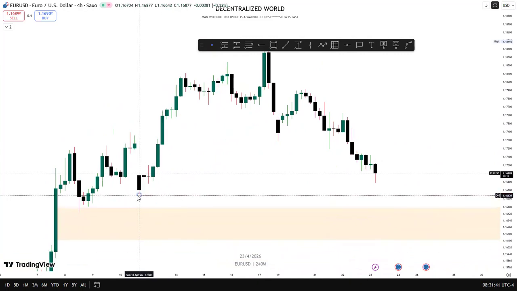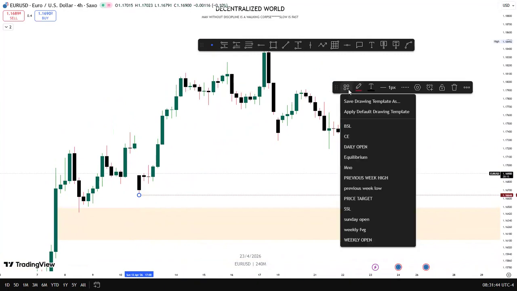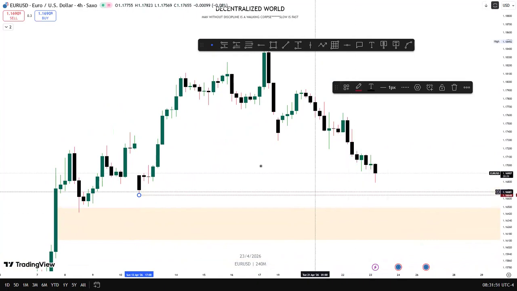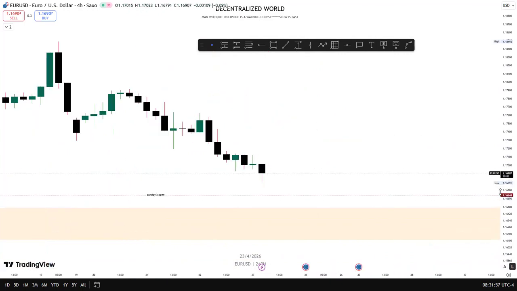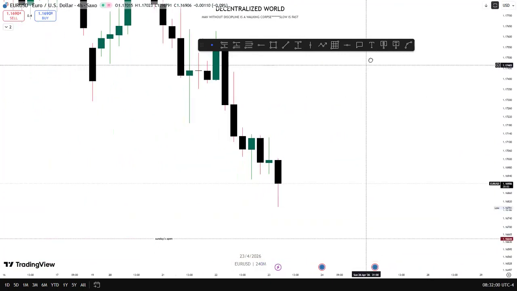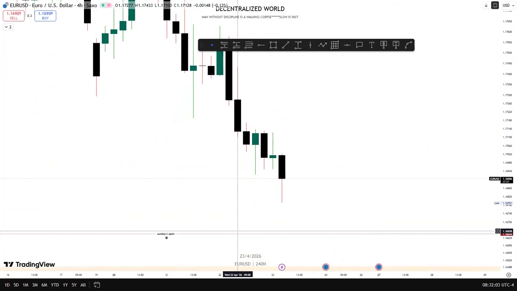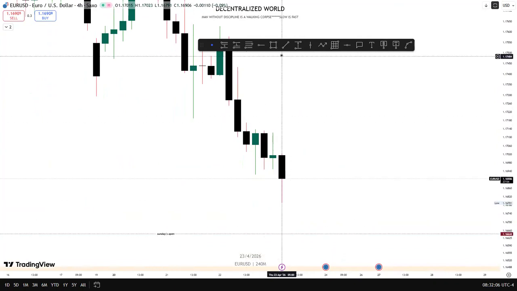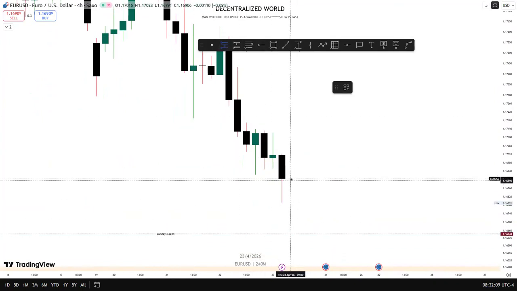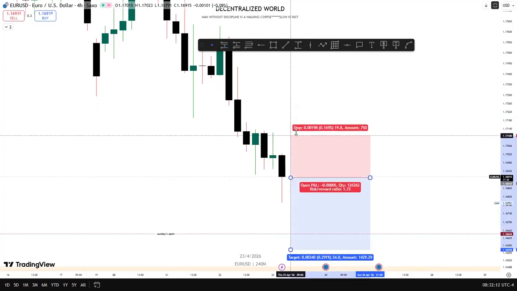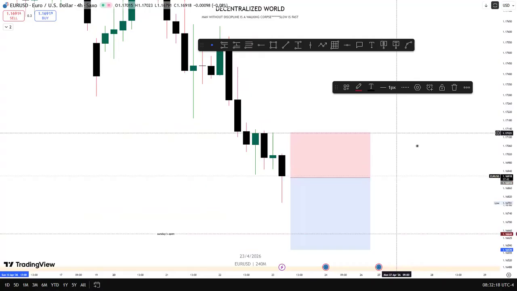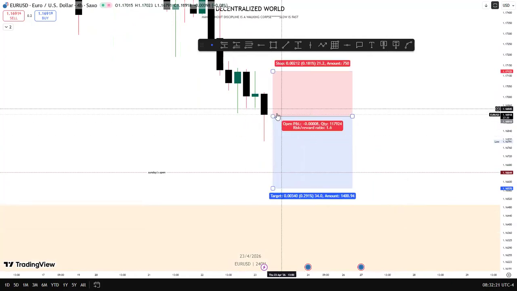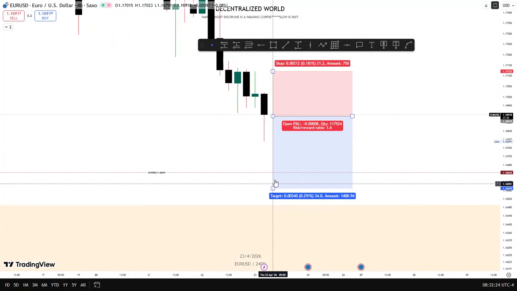Since this low was the external range liquidity on a higher time frame, dropping to a lower time frame we are still going to be using it as the price target. So if I'm going to trade EUR/USD, this will be my target. If I'm going to be selling from this point, my TP will be at this point.